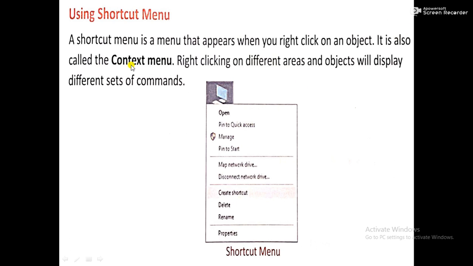It is also called the context menu. We can call this shortcut menu, another name is context menu. Right clicking on different areas and objects will display different sets of commands. As you right click on these objects, it shows different sets of commands in this shortcut menu. So in this way you can use the shortcut menu.